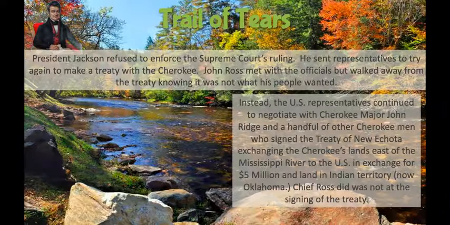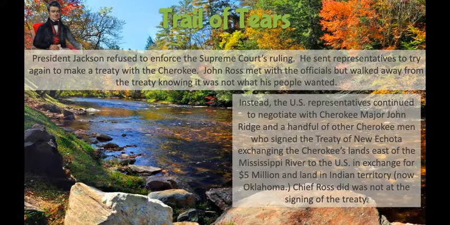And they signed the Treaty of New Echota, which exchanged the Cherokee lands east of the Mississippi River to the U.S. in exchange for $5 million and land in Indian Territory, which is now Oklahoma. Chief Ross was not at the signing of the treaty.